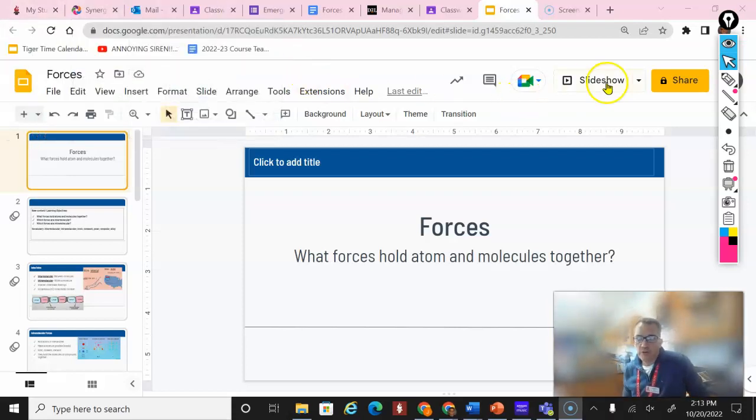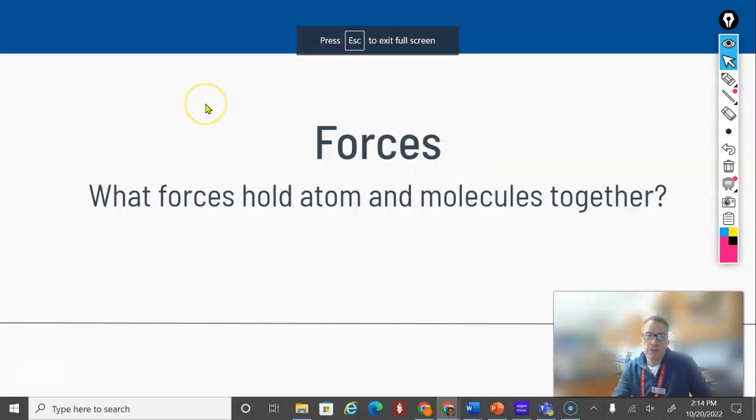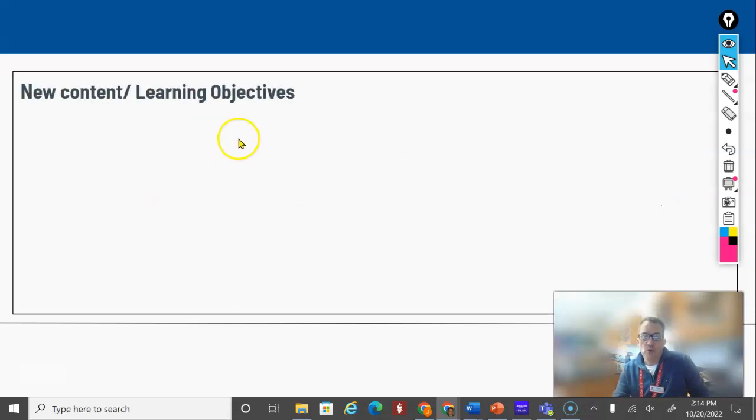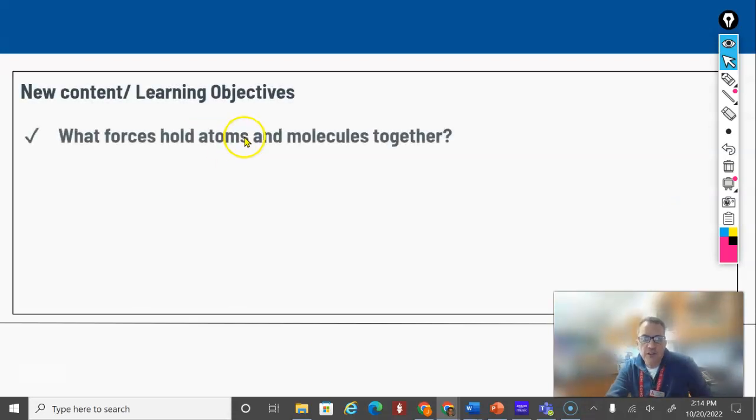We are going to go into some things about forces. These specifically are going to be forces that are inside of atoms and also around atoms holding other molecules together. So let's look at the questions we're going to try to answer today as I go through this. I'm going to say what forces hold atoms and molecules together. That's kind of our big question.